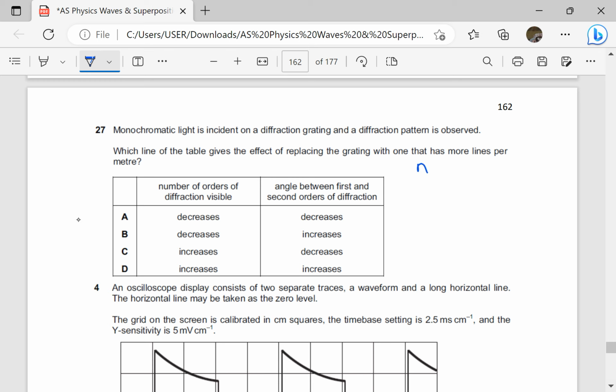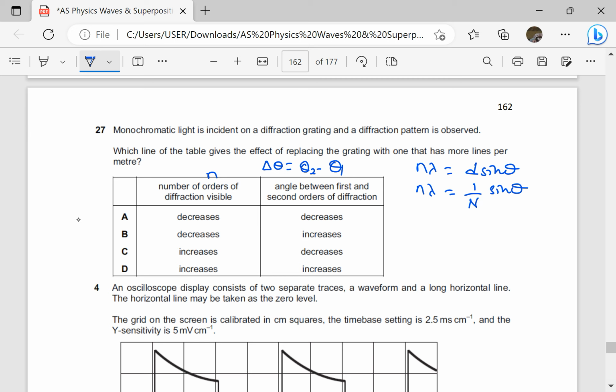So we know for a diffraction grating, n lambda is equal to d sine theta. And d is 1 over N. So n times lambda is equal to 1 over capital N, which is the number of lines per meter, times sine of theta. Okay. So we are looking at the number of orders, that is small n, and the angle between the first and the second order of diffraction. That will be theta 2 minus theta 1. That is the angle between those two.